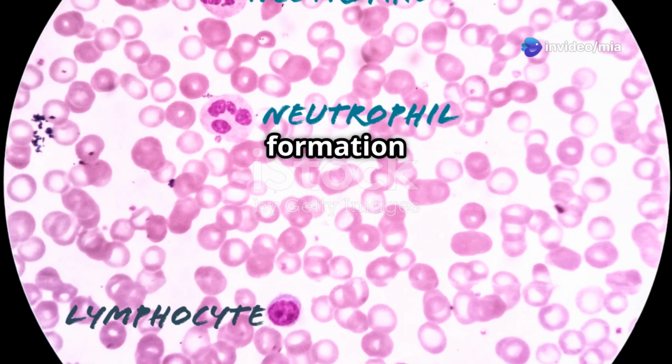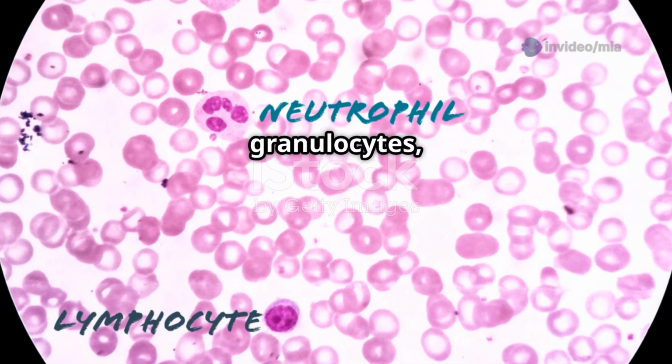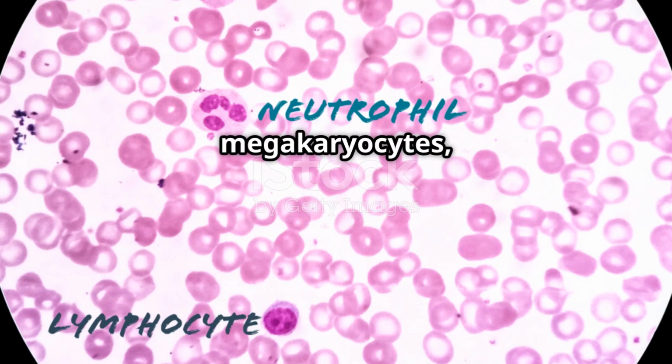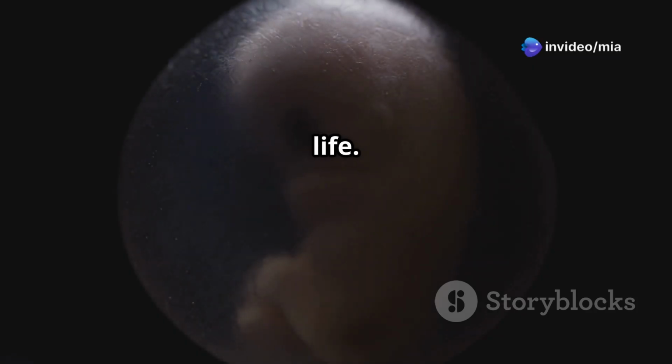Haemopoiesis refers to the formation and development of all blood cells. These include erythrocytes, granulocytes, monocytes, megakaryocytes, and lymphocytes. This process is tightly regulated and begins in early fetal life.